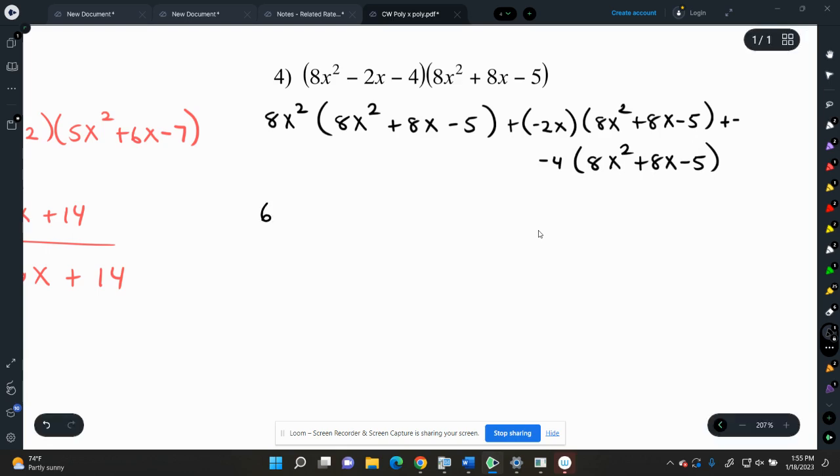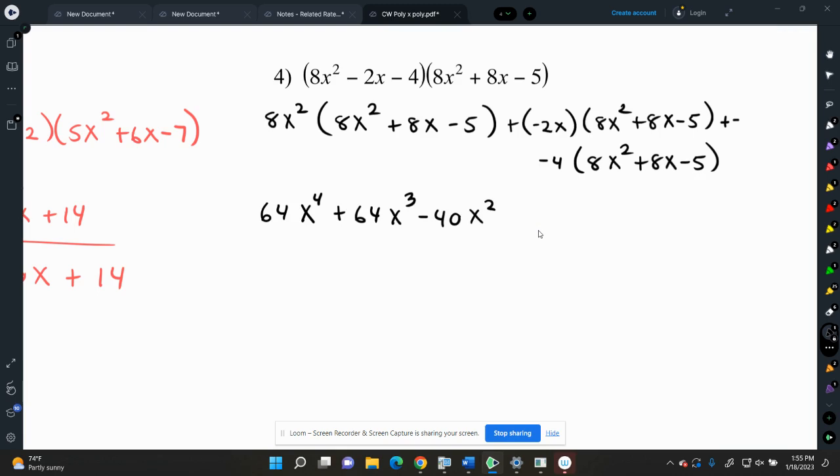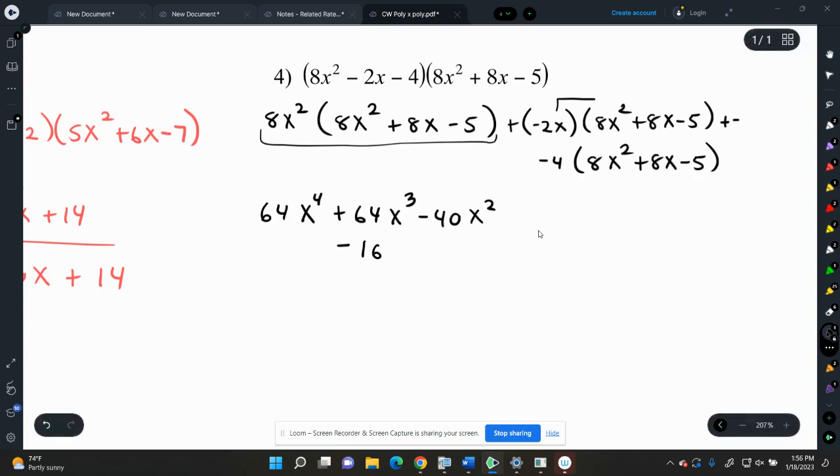Okay, so we have 64x to the 4th plus 64x to the 3rd minus 40x squared. So I'm finished with the first one. Now I'm going to do the negative 2x. So I get negative 16x to the 3rd, and then I get negative 16x squared, and I get positive 10x.